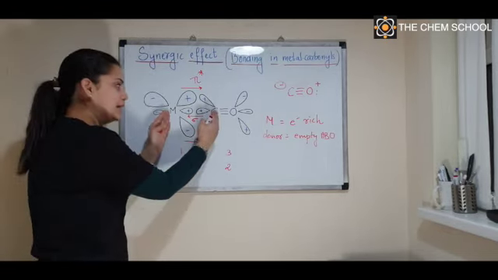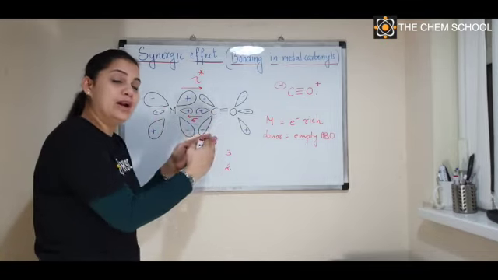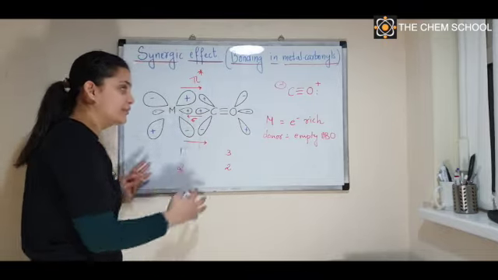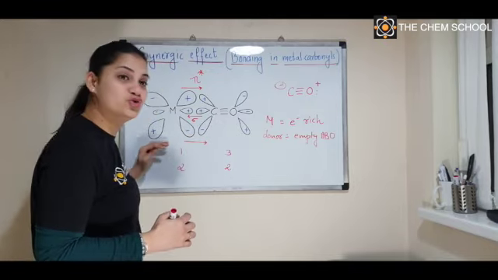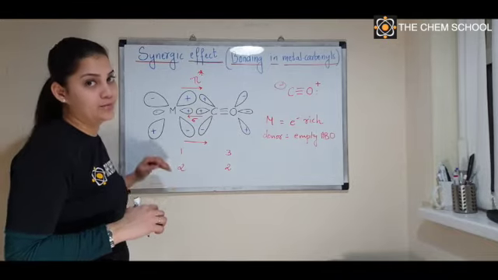Okay, thereby this bond distance decreases and the bond distance between the carbon and oxygen increases, the bond length increases. So after the calculation of the bond length, you can also find this change. Is this clear? This change is because of synergic bonding.